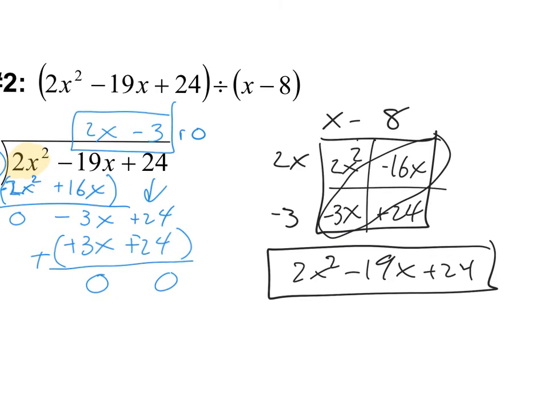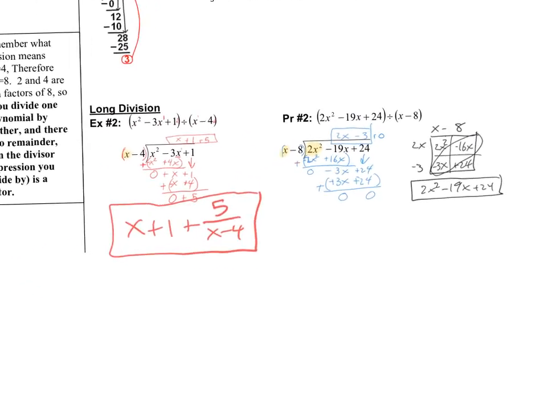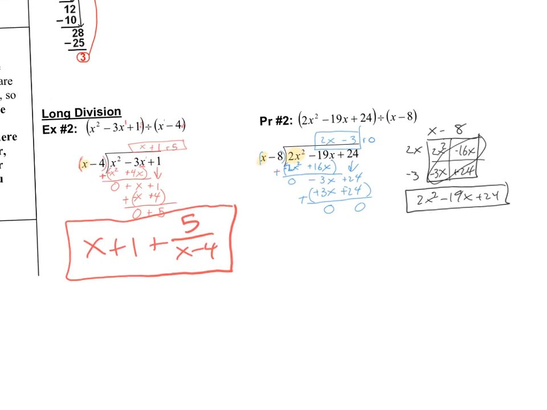So that means that this is a factor of this trinomial, and this is a factor of this trinomial. That's beautiful, because next chapter we're going to talk a lot about how to find factors. Okay, so we just did those two problems, long division. Let's go to the next page.